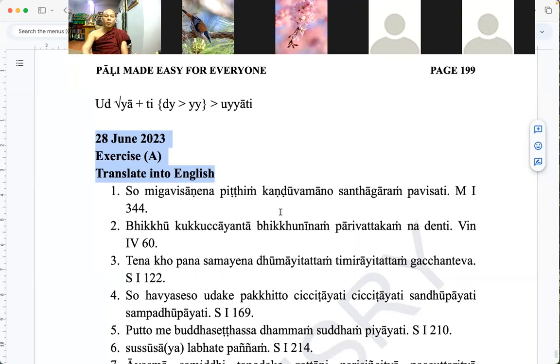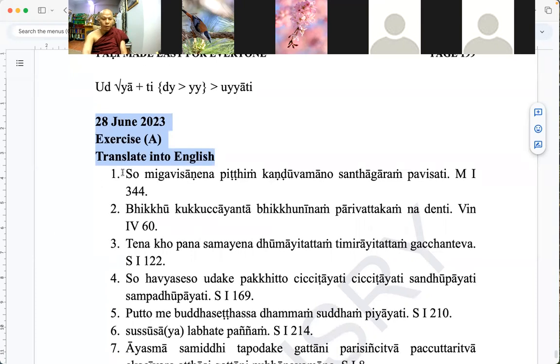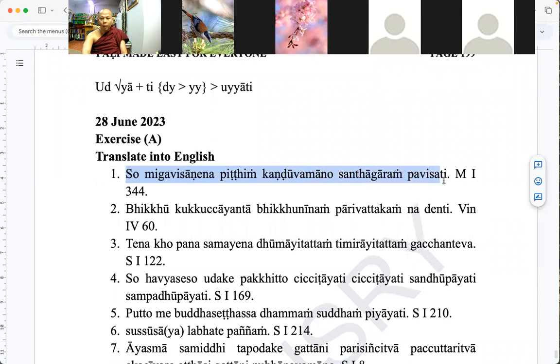So now here: Miga visānena piṭṭhiṃ kaṇḍuvamāno santāgāraṃ pāvisati. Okay. That is from the Majjhima Nikaya, volume 1, page number or paragraph 344.